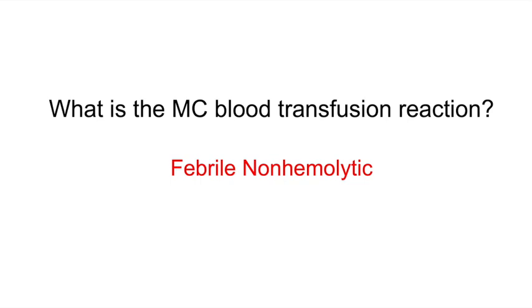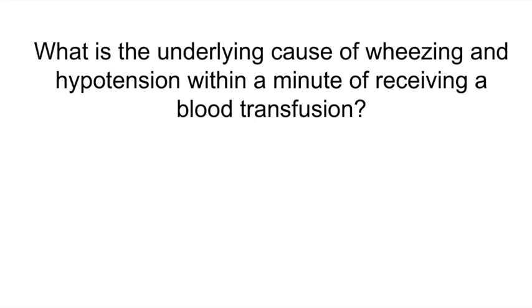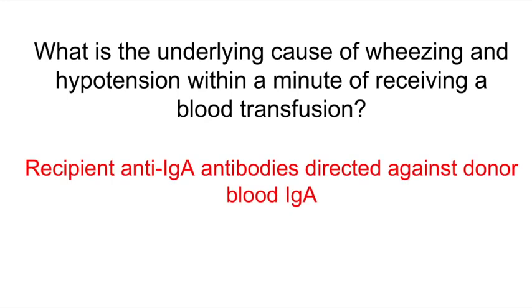What is the underlying cause of wheezing and hypotension within a minute of receiving a blood transfusion? Recipient anti-IgA antibodies directed against donor blood IgA. This is seen in IgA deficient patients, and the management includes epinephrine, antihistamines, glucocorticoids, and circulatory and respiratory support.